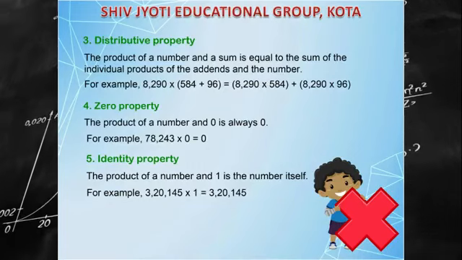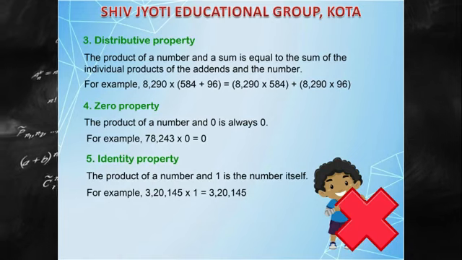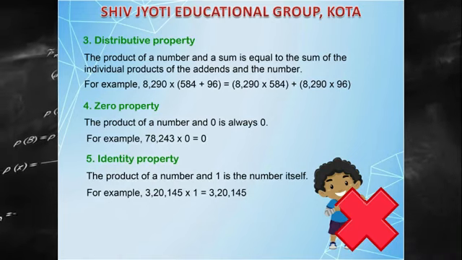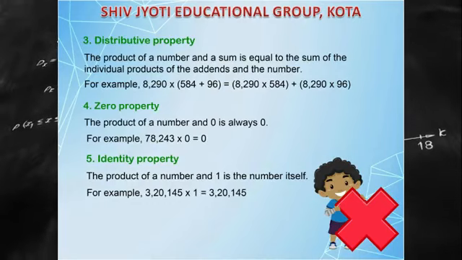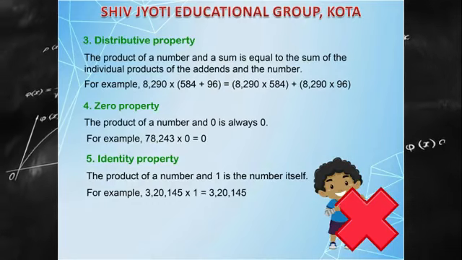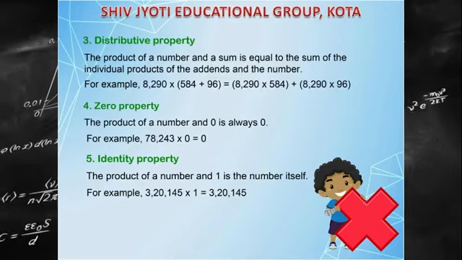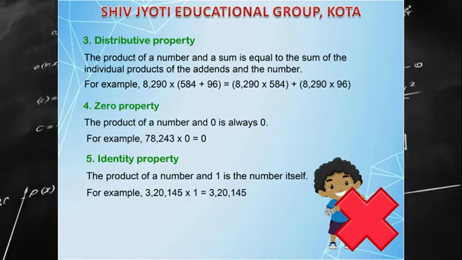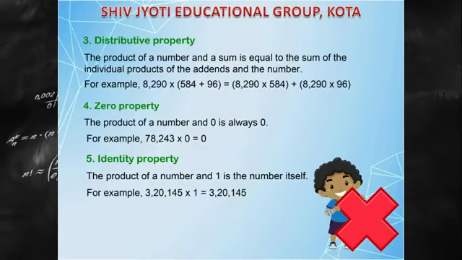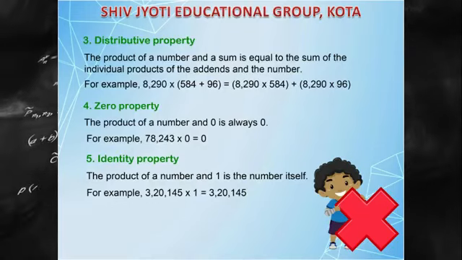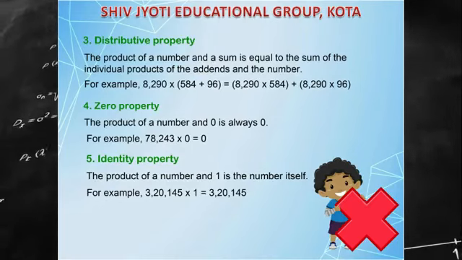Now next is distributive property. The distributive property states that the product of a number and a sum is equal to the sum of the individual products of the addends and the number. For example, 8,290 multiplied by 584 plus 96, or 8,290 multiplied by 584 plus 8,290 multiplied by 96 will give the same product. This property can also be used for more than two addends.